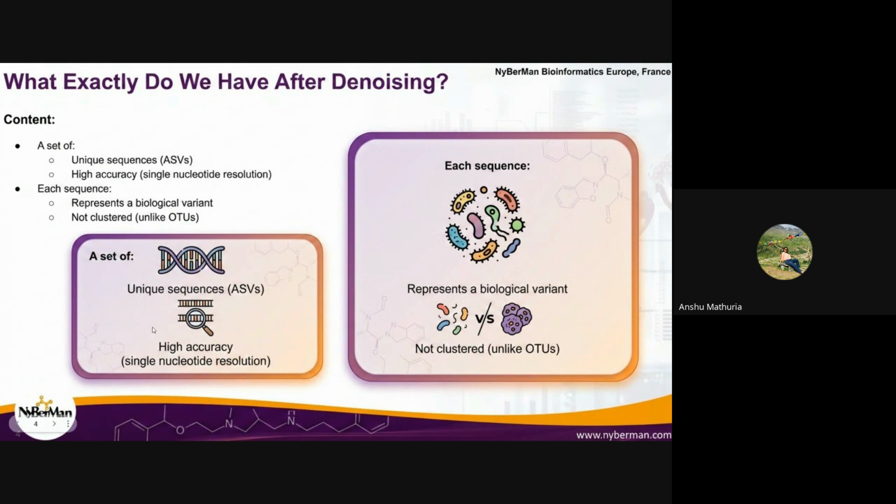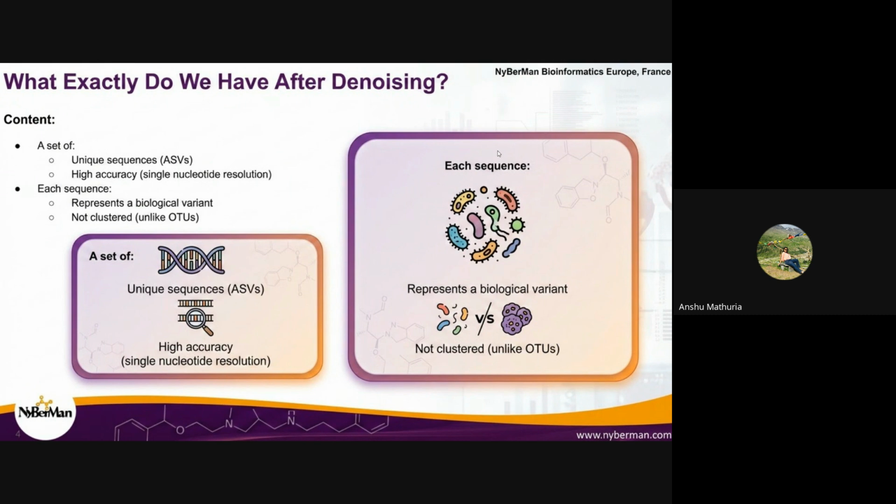So what do we have after denoising? This is the set of sequences, that is the ASVs, that we have generated from our raw reads. These are the ASVs that will be taken forward. The property of ASVs is that they are highly accurate, and here we have focused on single nucleotide resolution. Instead of generating OTUs, as I mentioned, each and every sequence is corrected if there is any error, and each and every base is looked into, and that is why we call it an ASV.